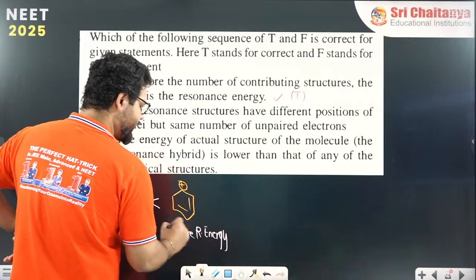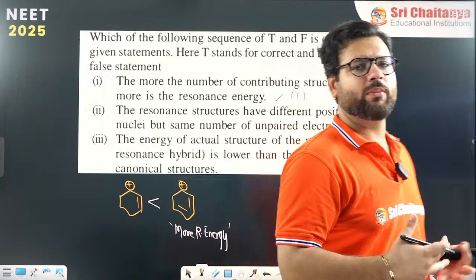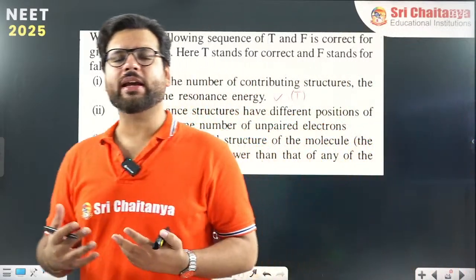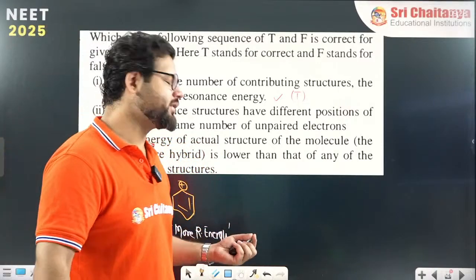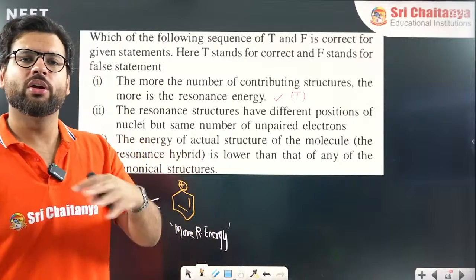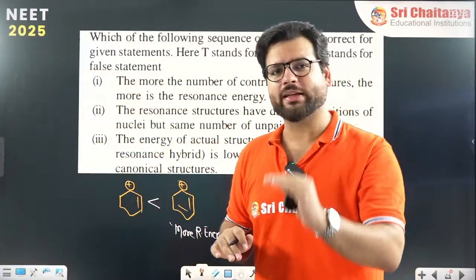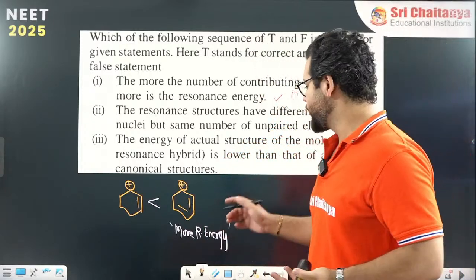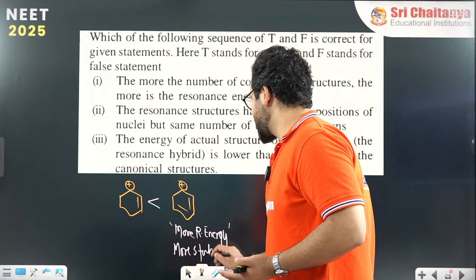Energy is not inversely proportional to stability. The potential energy of the molecule is inversely proportional to stability. Resonance energy is an exothermic process, which means more resonance energy, more energy released. So if you have more resonance energy, your own potential energy will be less and you will be more stable. So more resonance energy, more stable, and more resonating structures also.